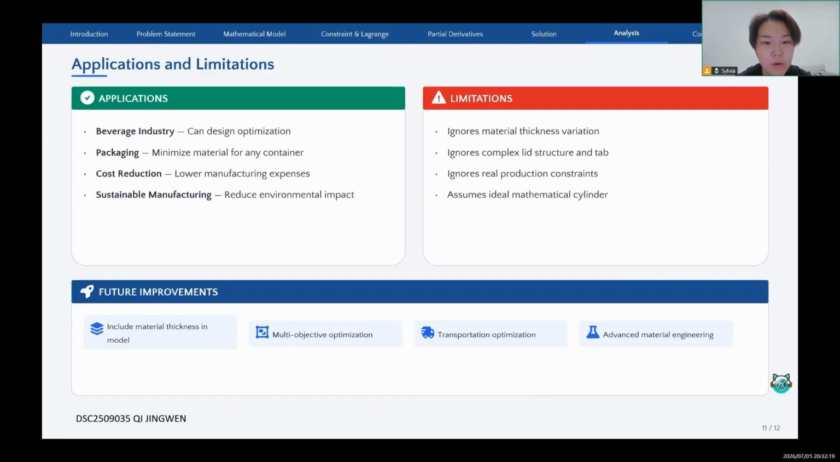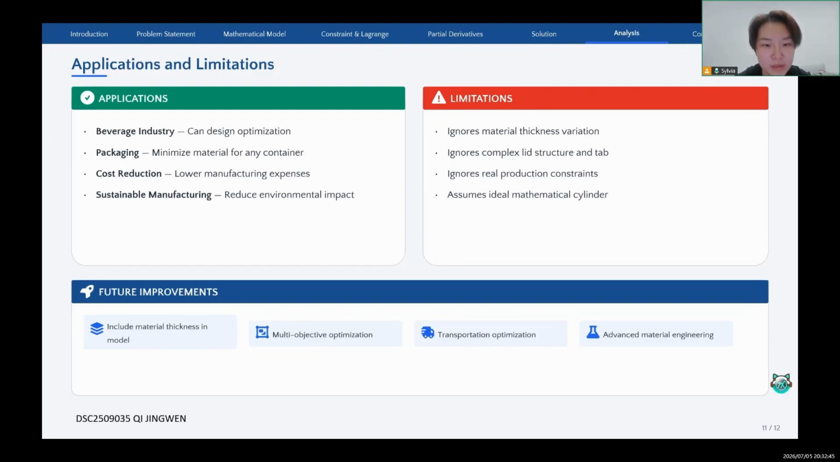At the same time, our model has some small weaknesses. We assume that can metal has the same thickness everywhere. In real life, can top and bottom are thicker for safety. We also did not count the material for can tabs, seam edges, and thickness changes. We ignored factory machine limits and safety rules.